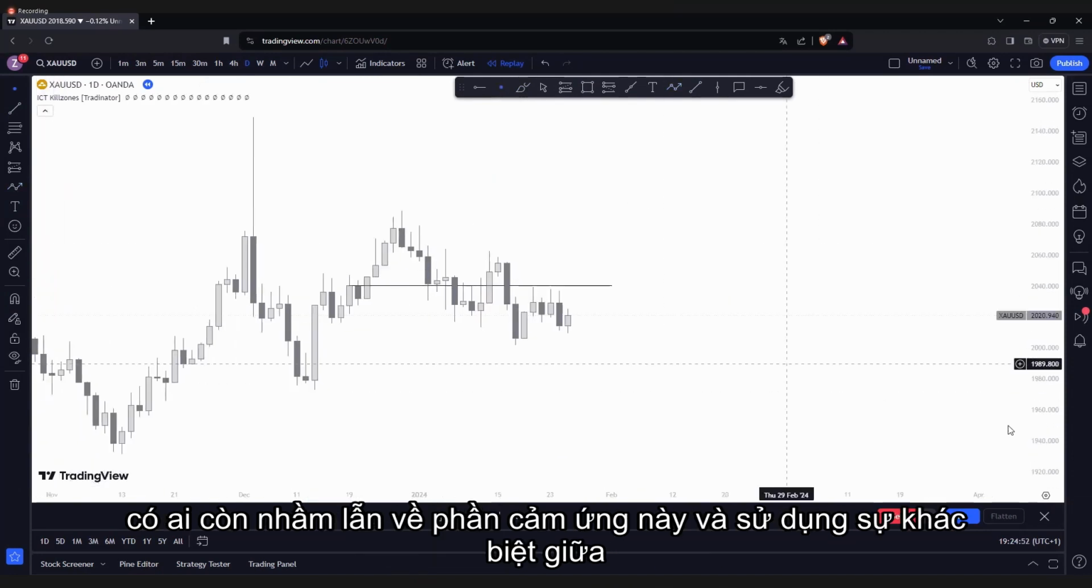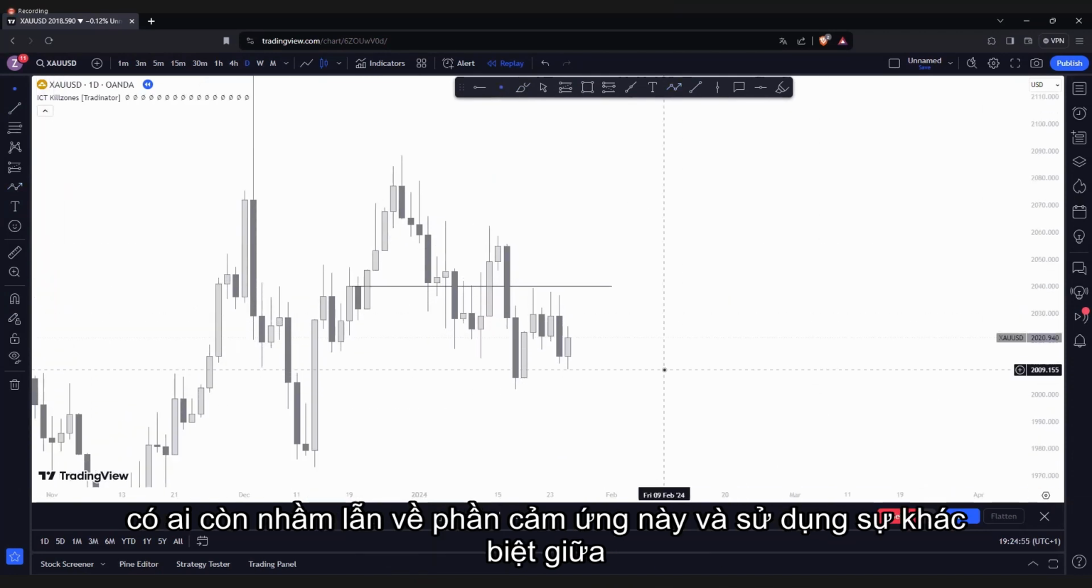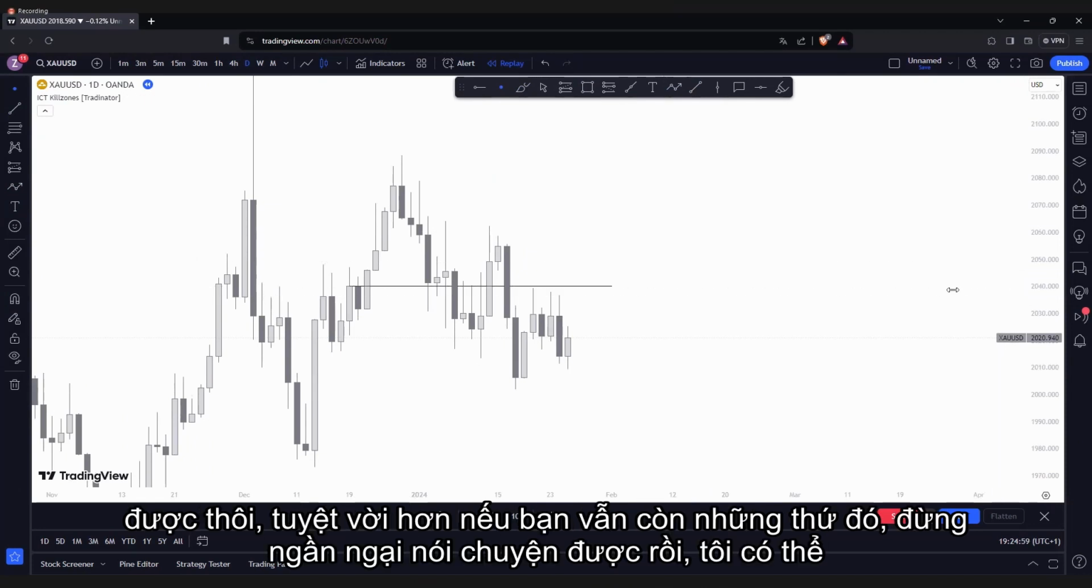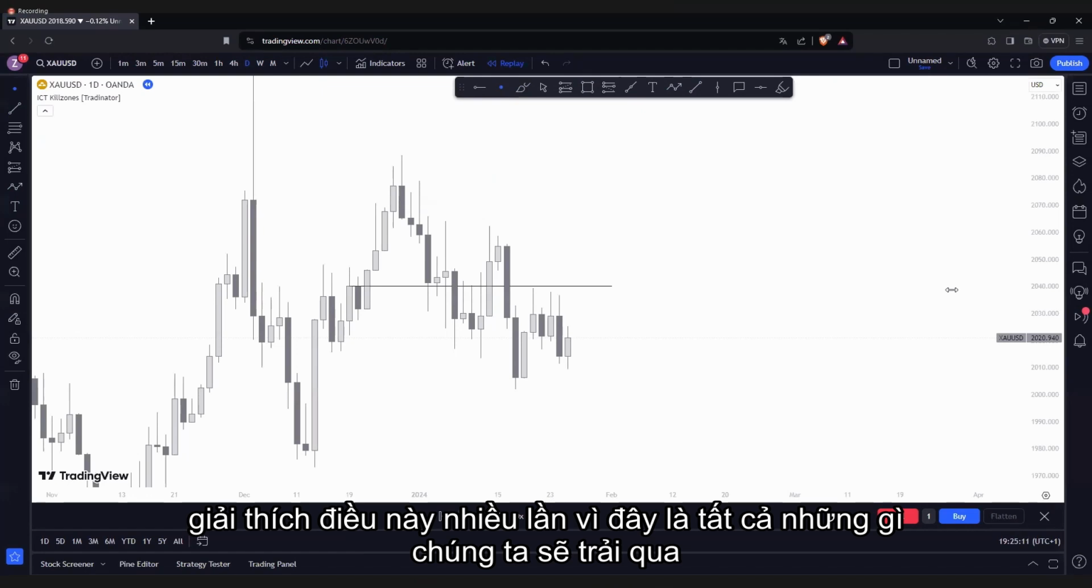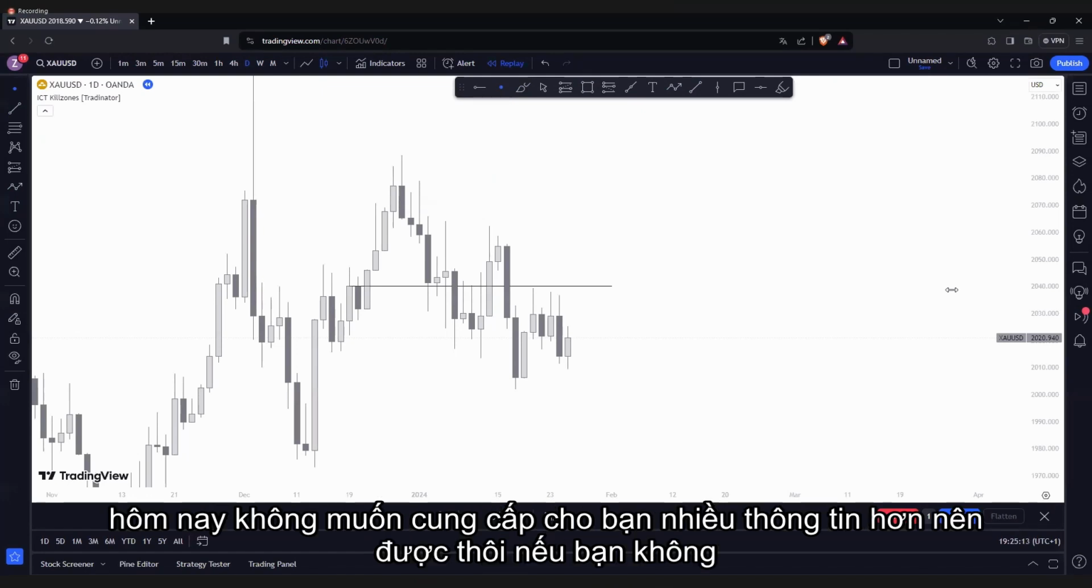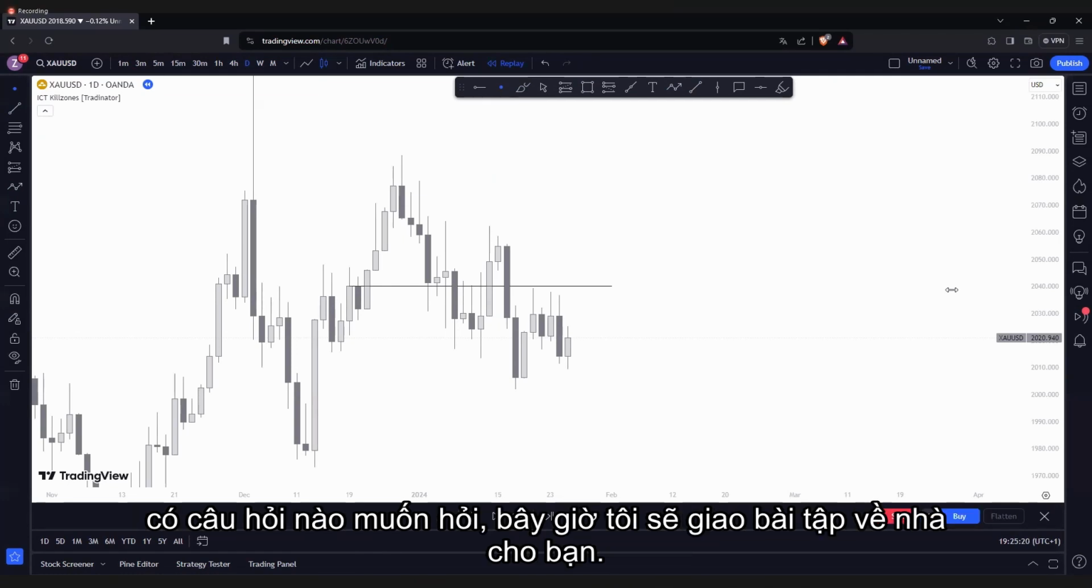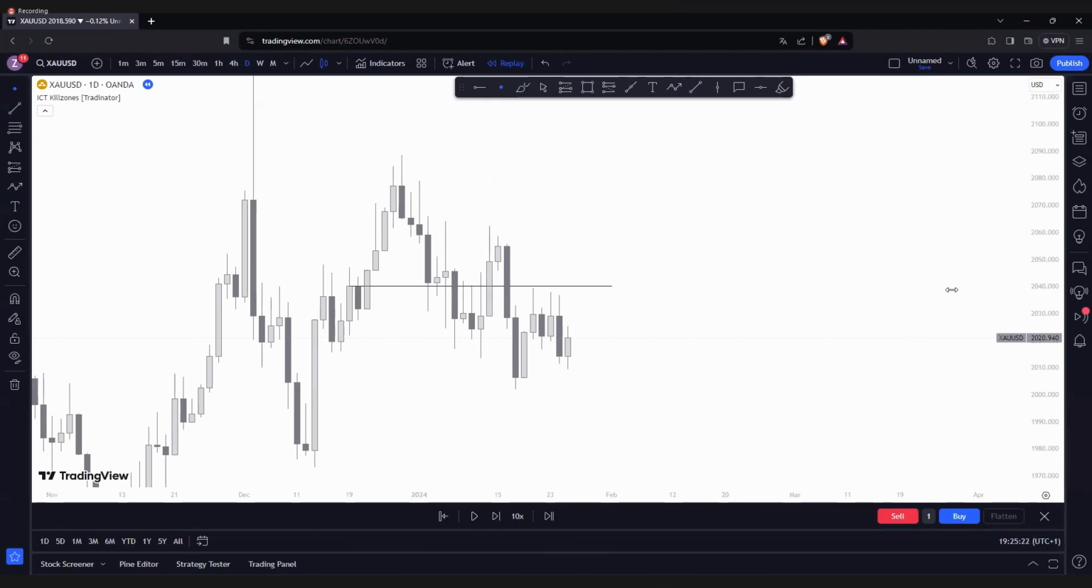Is anyone still confused about this part of touch and use, the difference between that? All clear? Amazing. If you still have doubts, don't hesitate to tell me. I can explain this again and again, because this is all what we're going to go through today. I don't want to give you a lot more information. So if you don't have any questions to ask, I'll be giving you the homework now. No worries.